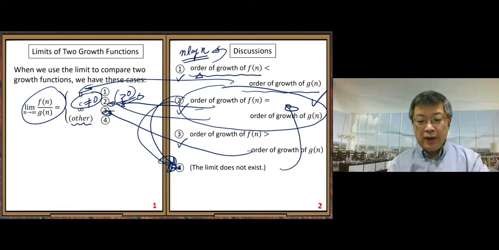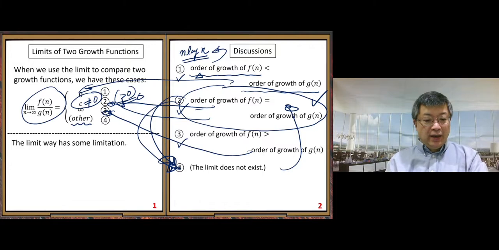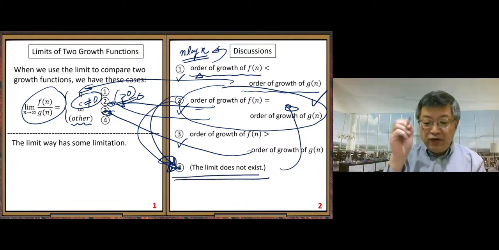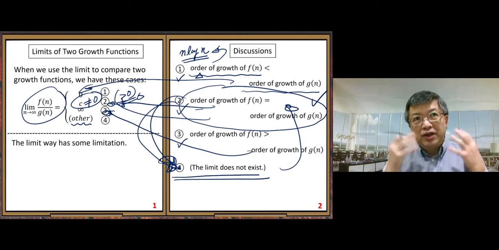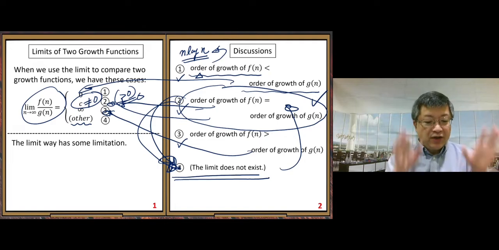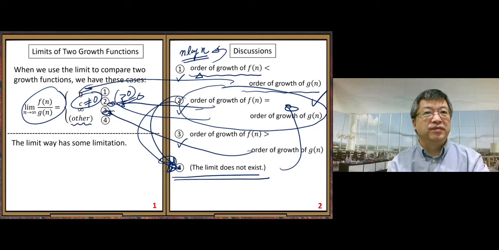All right. So now we want to look at a different way to give us more information for case 4. So what's the way? The limit way has some limitation.